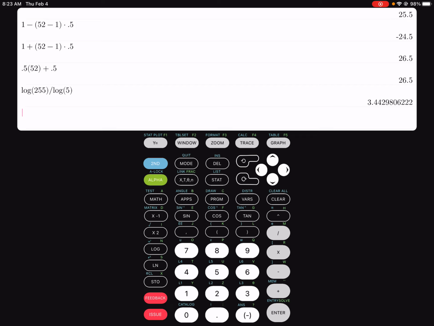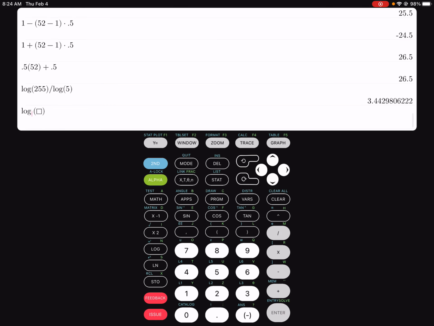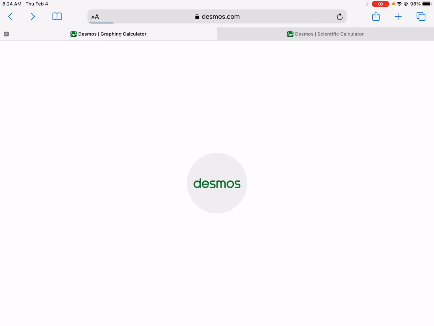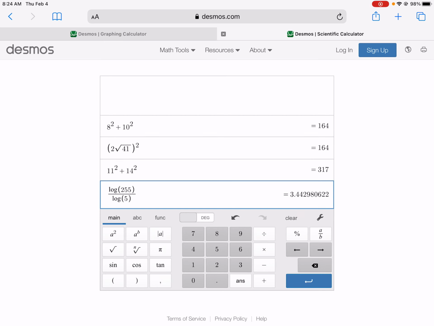Now, there is a way on some of your TI calculators to make it look like your paper. If you go to math and then you go up, you can go down, but it's a lot more buttons, so I like to go up to letter A, which is log base. Then notice it will make it look like your paper. So I would do log base 5 and then over to do 255, and that would give me my 3.44298, and so on and so forth. And then if you're on Desmos, the graphing calculator, I feel like there's a log base somewhere.